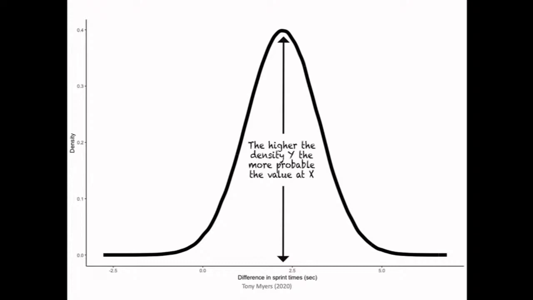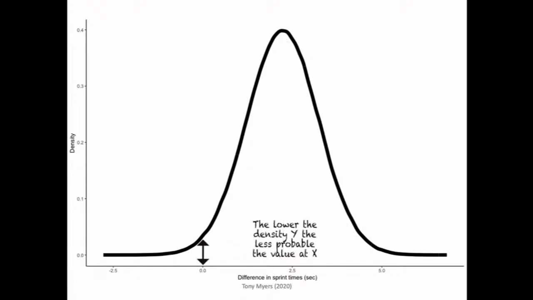So in this case, something like 2.45 seconds is likely to be the most probable difference, conditional on the data that we had. So the most likely population estimate we have is 2.45 seconds in terms of the differences between the control and treatment group. The lower the density of Y, the less probable that X value is. So this is much lower. So 0 is much less likely because the density at Y is much lower than the midpoint of that distribution which you just looked at.